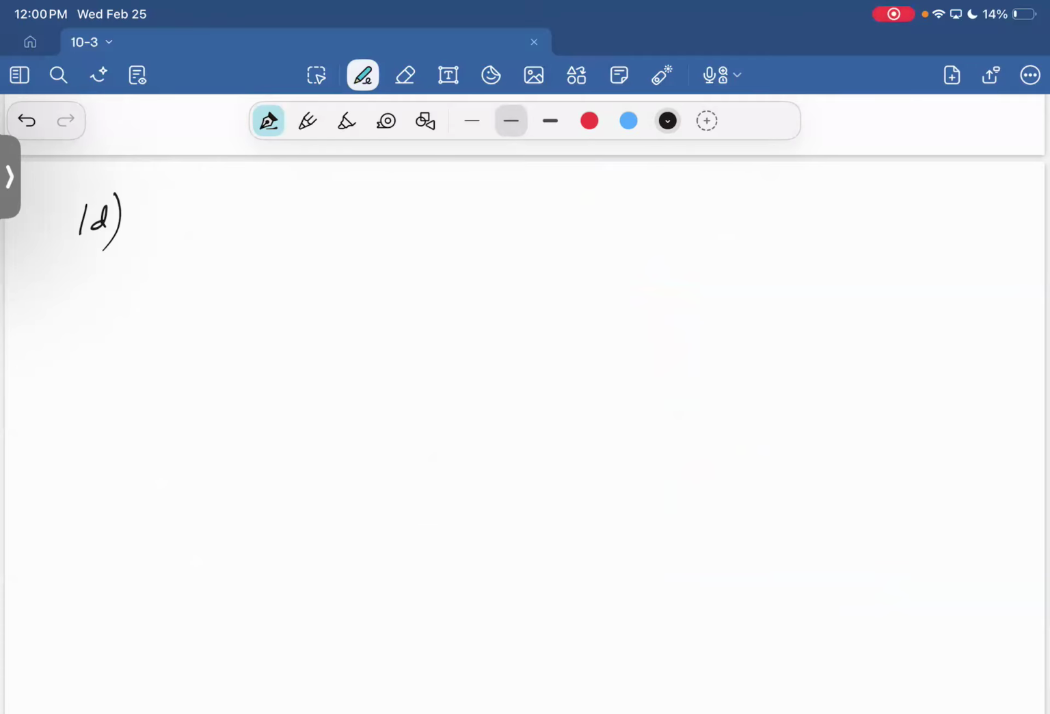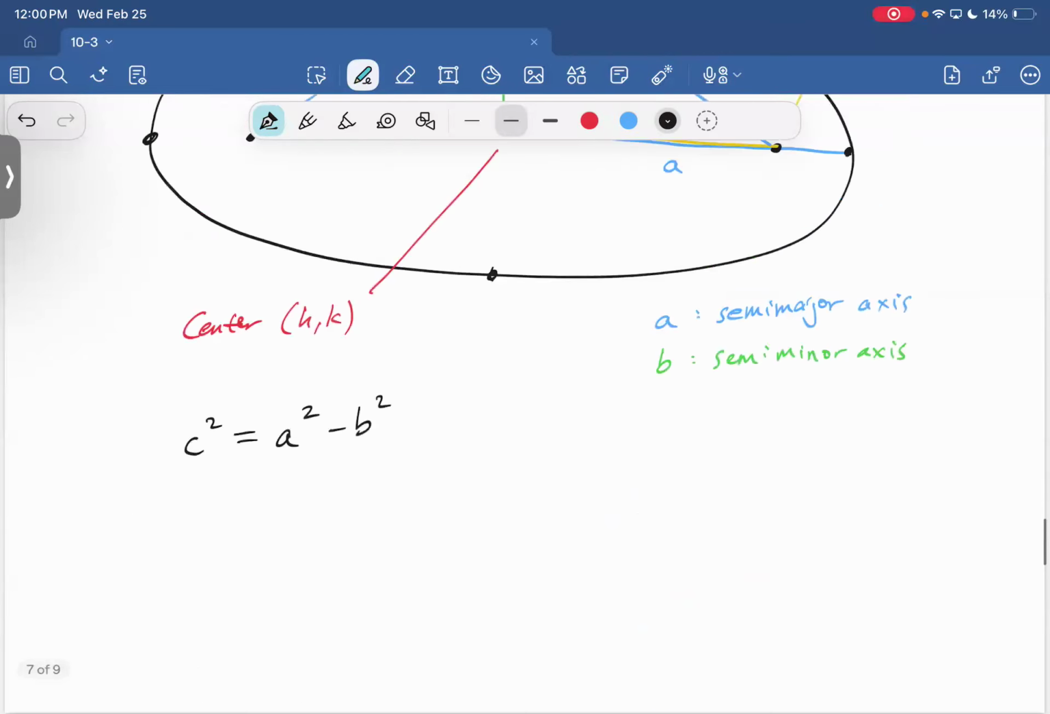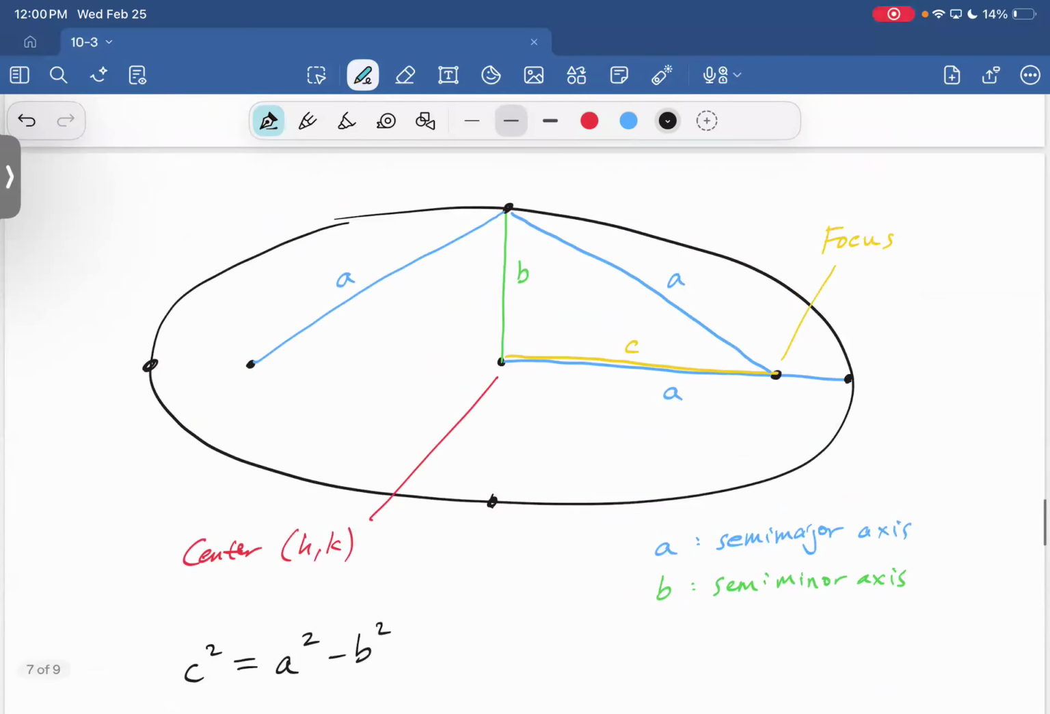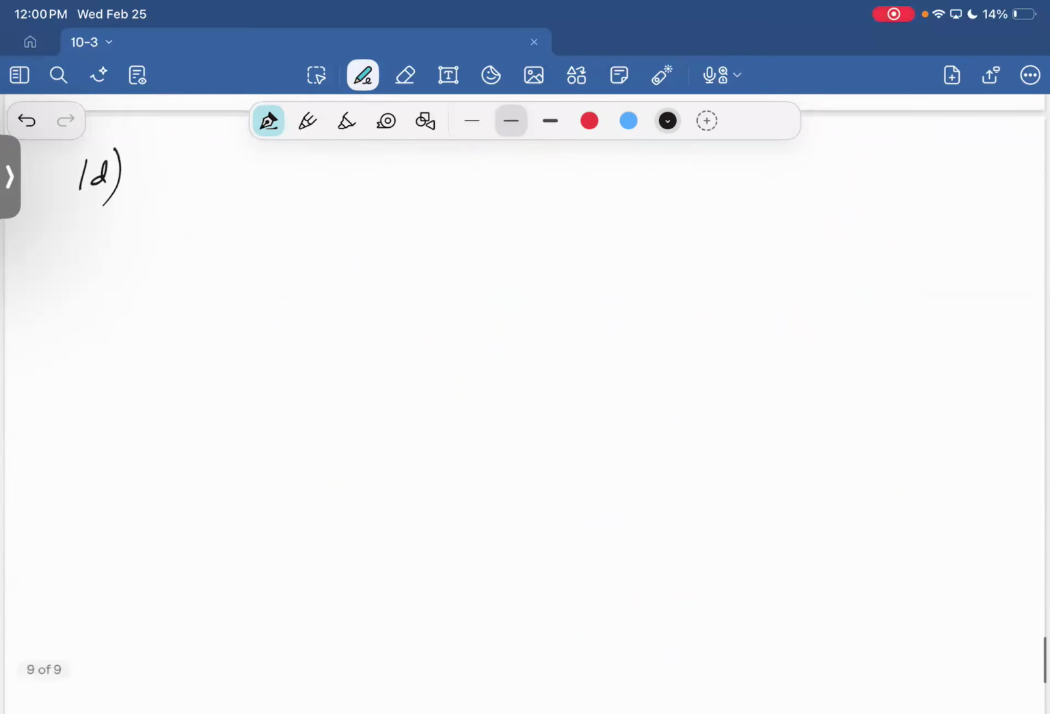So in this question, sorry, there's something very important that I forgot to mention, which is that the foci are always on the semi-major axis. Okay, very important. The foci are on the major axis. They're always on the longer one. Okay, that will help us do 1D.